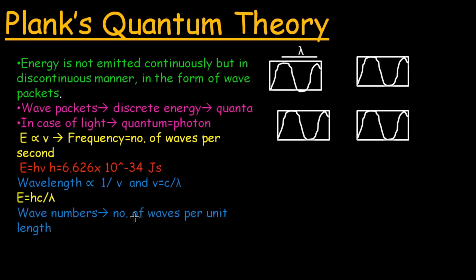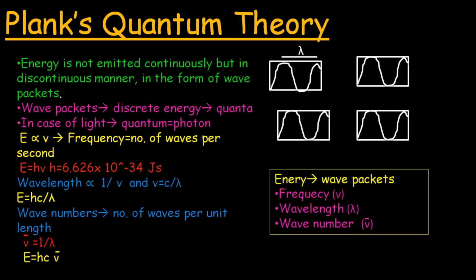The photons or quanta also possess wave numbers, which are the number of waves per unit length, and these are inversely related to lambda. So nu bar equals 1 by lambda. By putting the value of lambda, you find out that E is equal to hc nu bar.